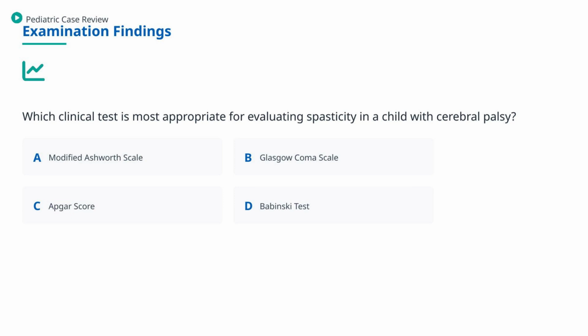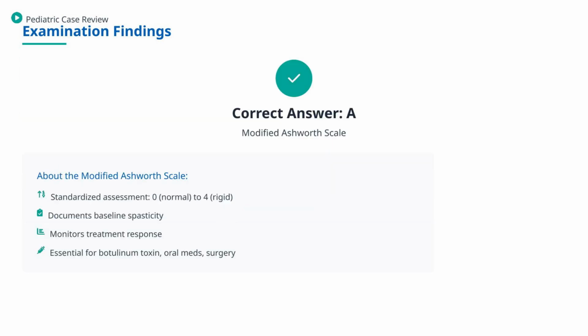Which clinical test is most appropriate for evaluating spasticity in a child with cerebral palsy? A. Modified Ashworth scale. B. Glasgow Coma scale. C. APGAR score. D. Babinski test. The correct answer is A.